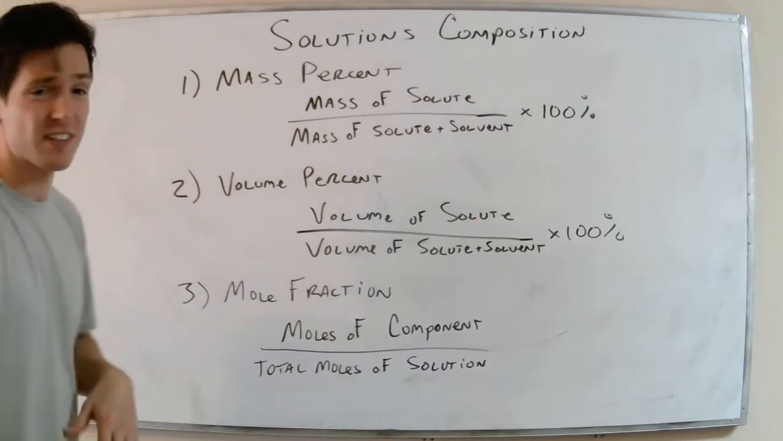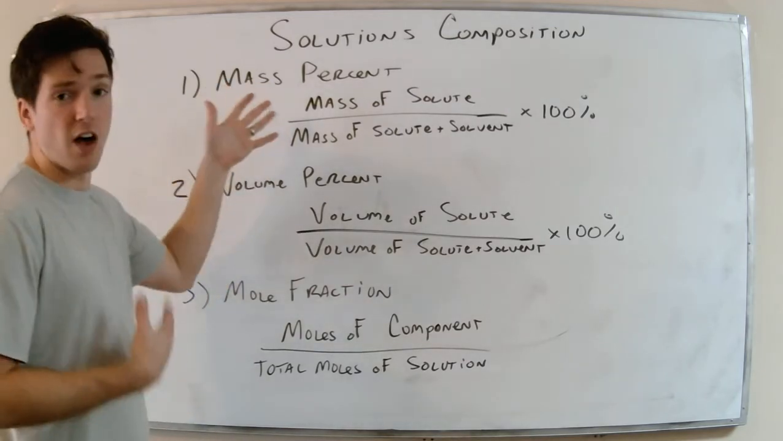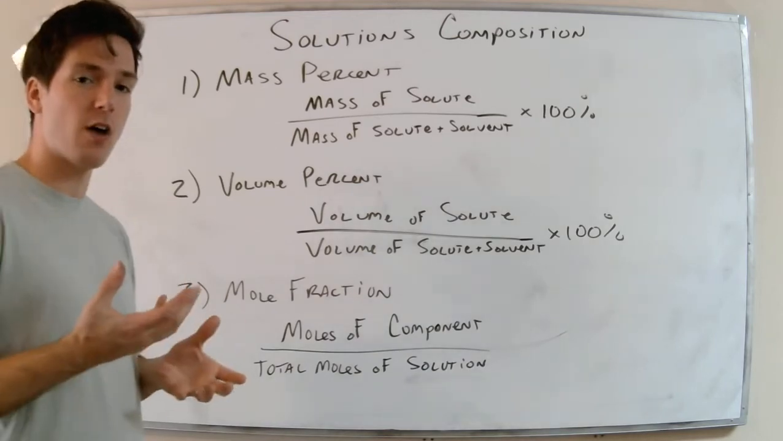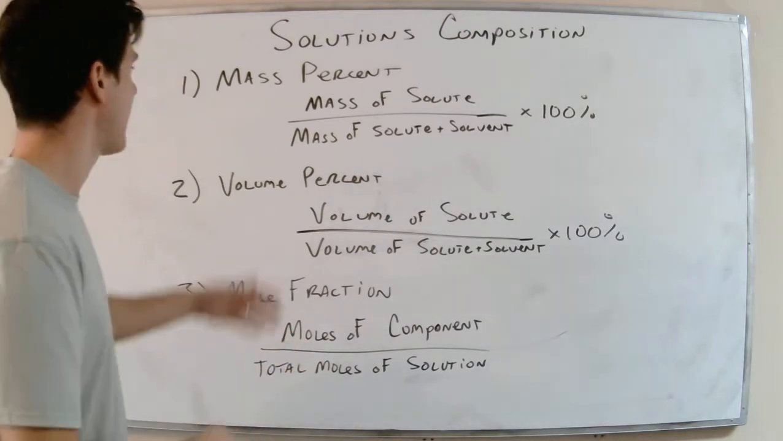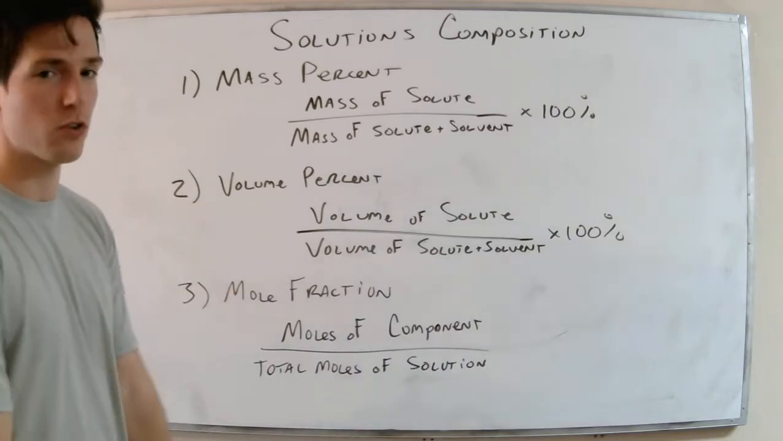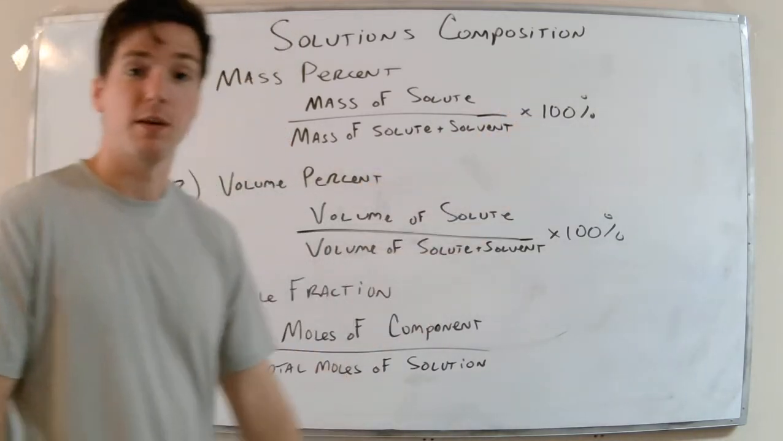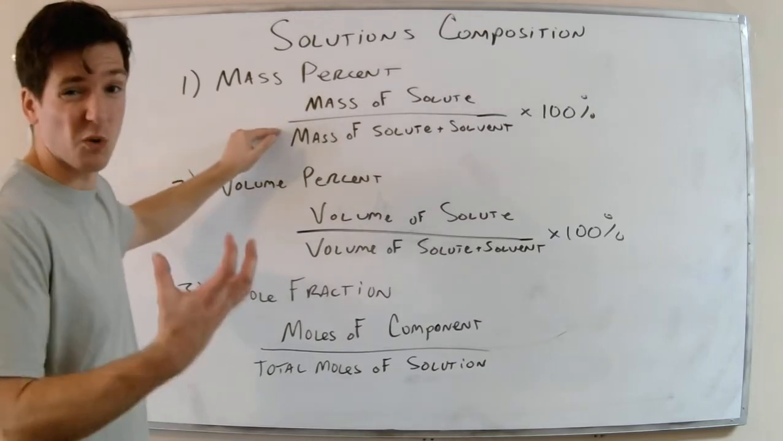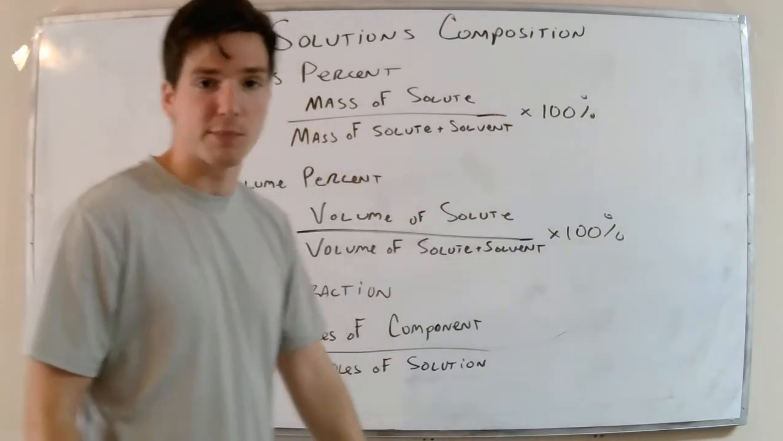Mass percent is just mass of solute over mass of solute and solvent. So it's taking the mass of what we put in the solution and then taking the mass of that total solution and then timesing it by 100. So mass of what we're dissolving over mass of the total solution times 100%.